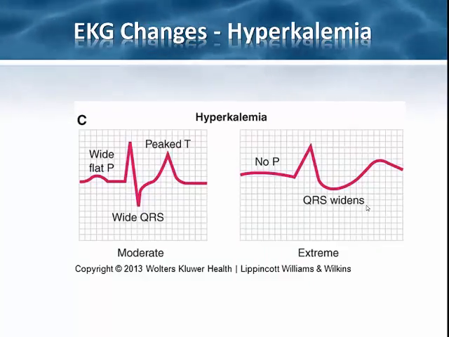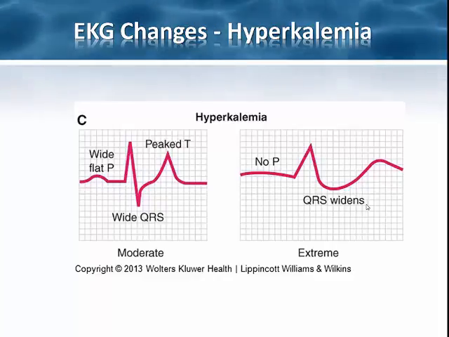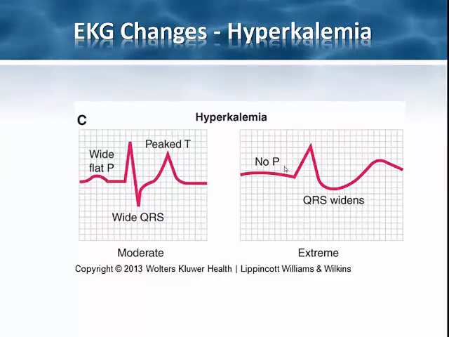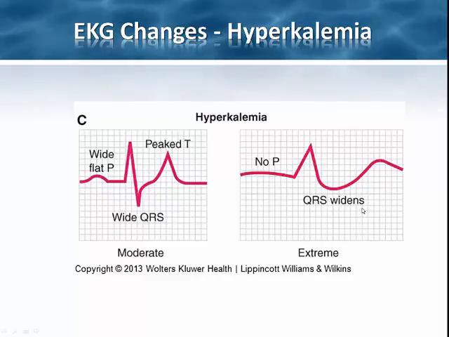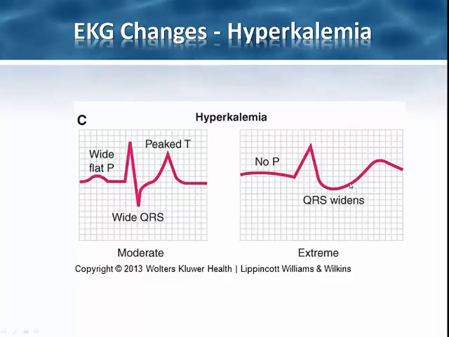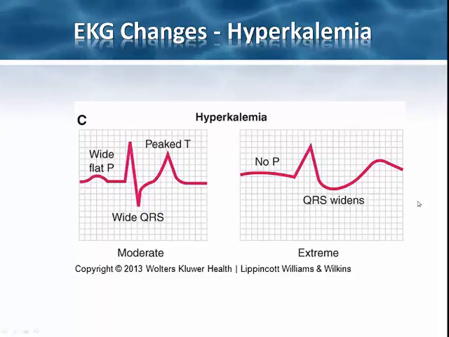This is showing pictures of the peaked T waves in moderate hyperkalemia. You'll notice that the P wave is flattened in this one. This is severe hyperkalemia. This is not a good sign. No P wave, really wide QRS, and that cardiac muscle is getting ready to go into arrhythmia and not do so well.